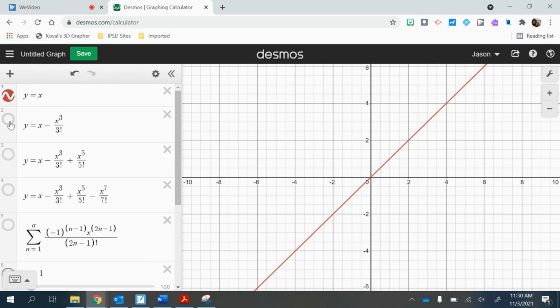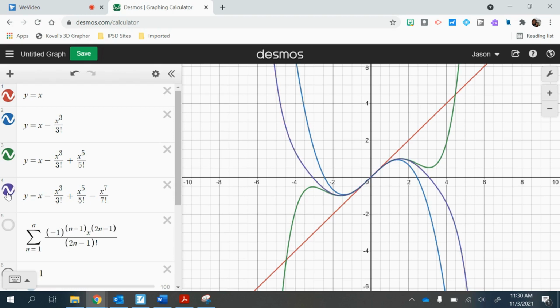Then we're going to put on the next term, x minus x cubed over 3 factorial. That's going to look something like a cubic polynomial. And then we have a fifth degree polynomial when we add the next term. Then we have a seventh degree polynomial that dips even more. And so the series can be represented by this monstrosity here: negative 1 to the n minus 1 times x to the 2n minus 1 over (2n minus 1) factorial, for the sum of n equals 1 to infinity.